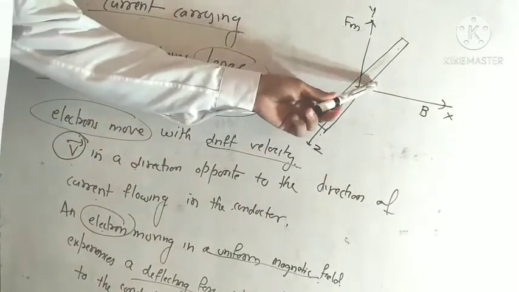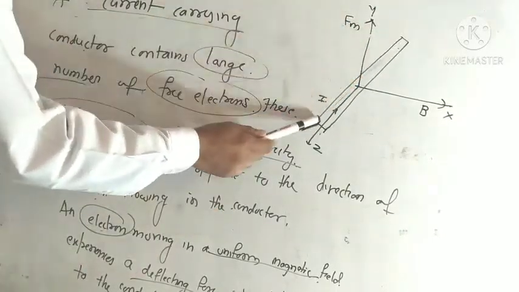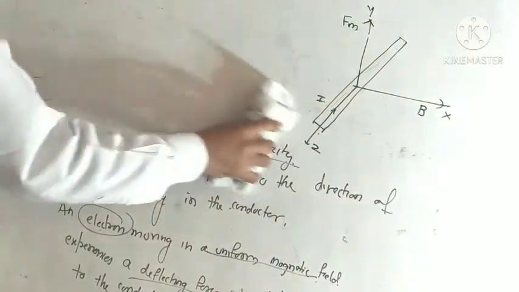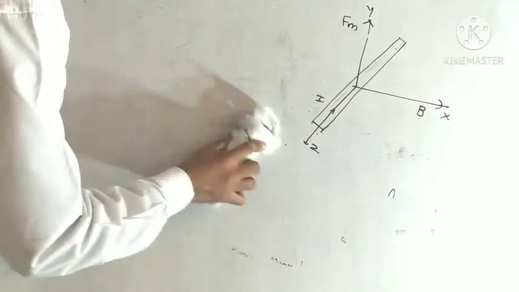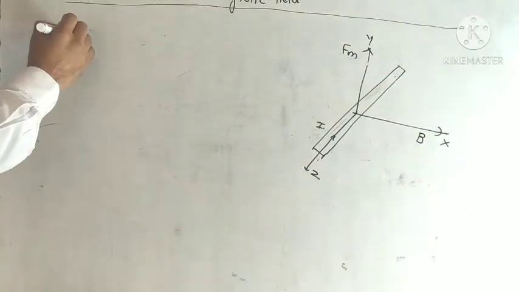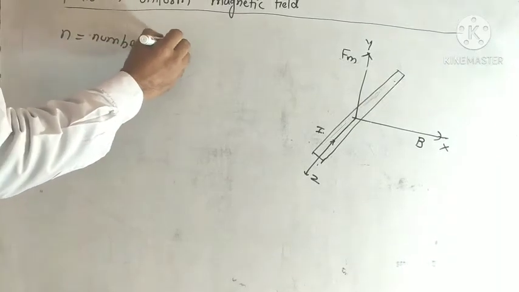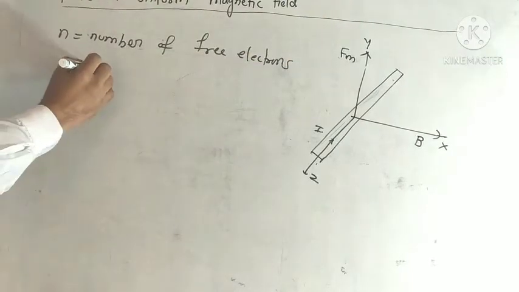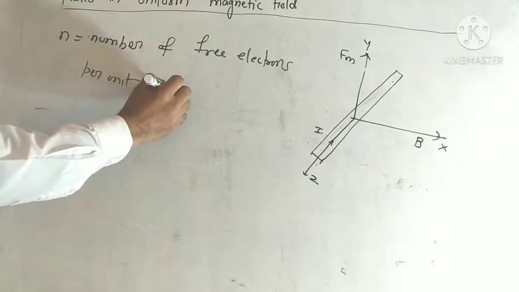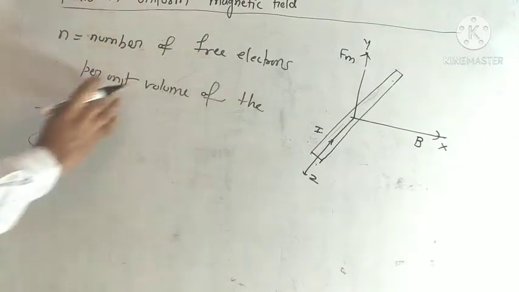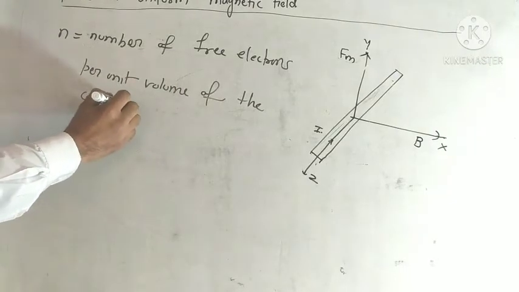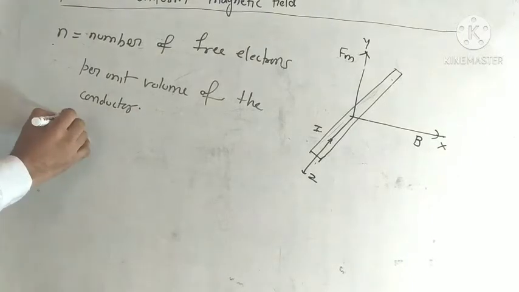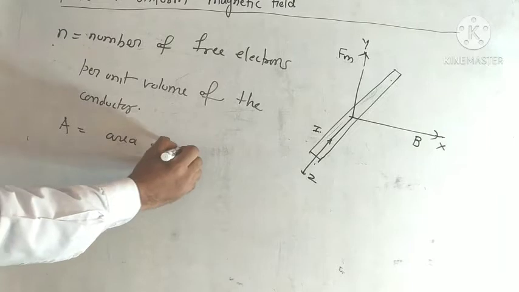Now this conductor has length L. So how many electrons are present in this conductor? Let n be the number of electrons present inside this conductor. So n is equal to the number of free electrons per unit volume of the conductor. So n is the number of free electrons, and A is the area of cross section of the conductor.